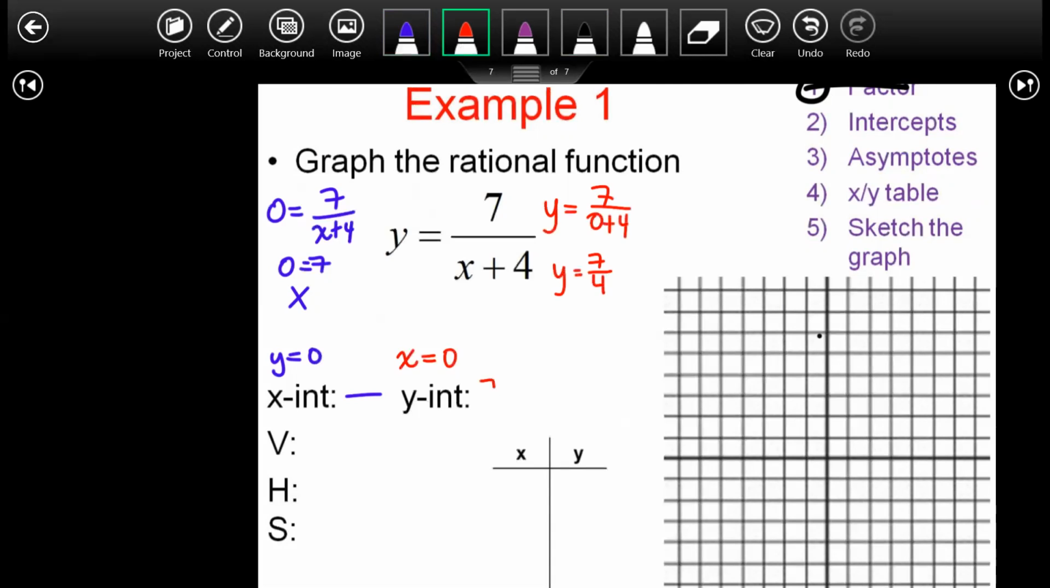This means I have a y-intercept at 7 over 4. Kind of give me rough estimates of these. 7 divided by 4, or 7 over 4, is approximately 1.75. So I'm going to graph that point over 1.75, so almost a 2. So that's my first point.